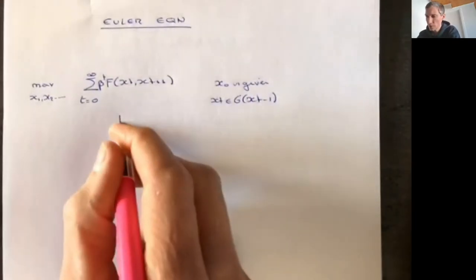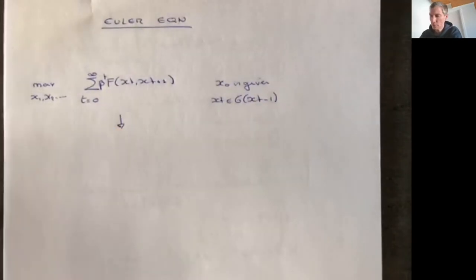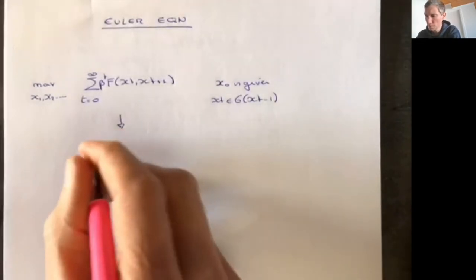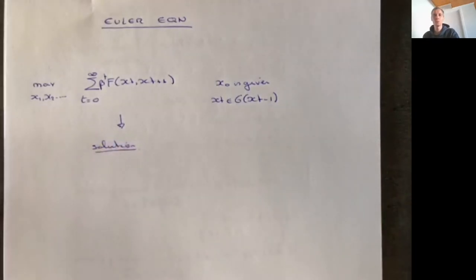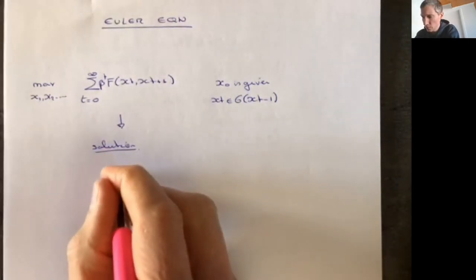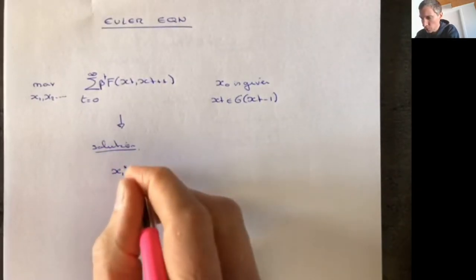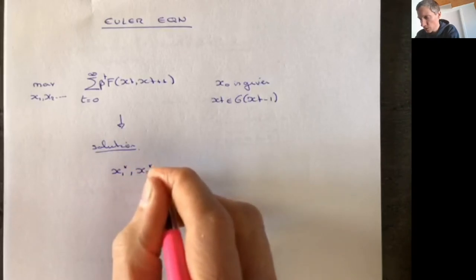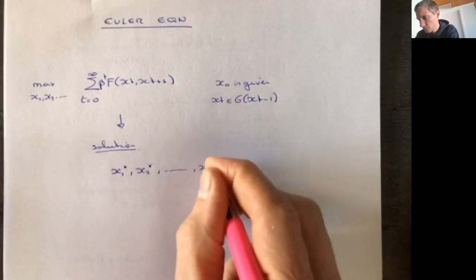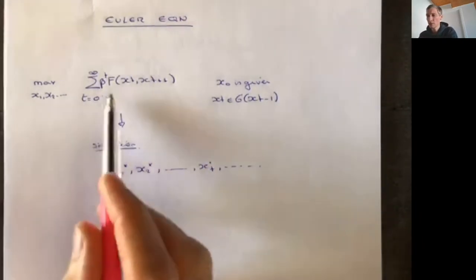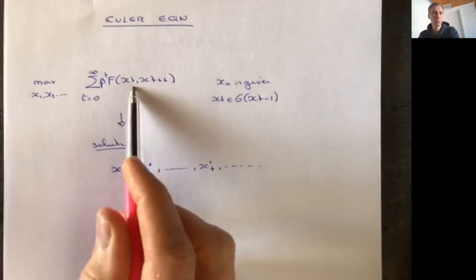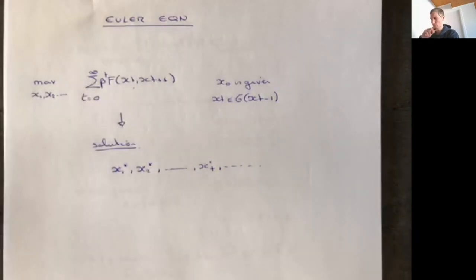All right, so assume that we have a solution to this problem. We have previously seen what list of conditions has to be satisfied in order to obtain a solution, but assume that we have one. So we're going to denote the solution by x1 star, x2 star, and so on, xt star. Okay, so this is an infinite list of states that's feasible, and if I plug this into the objective function, it will maximize it.